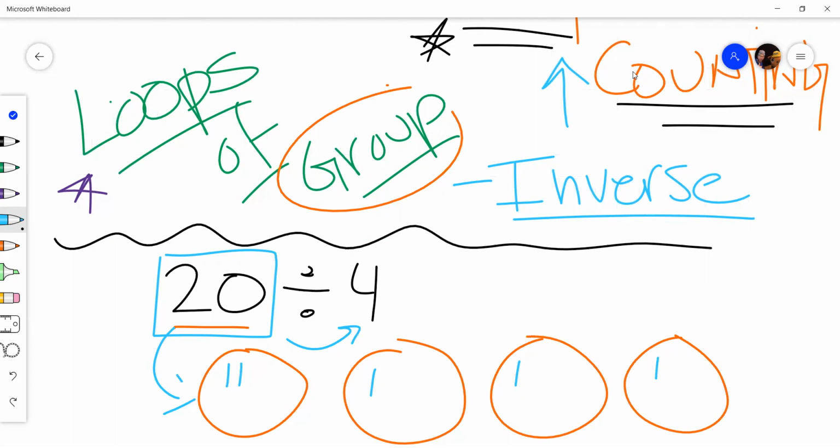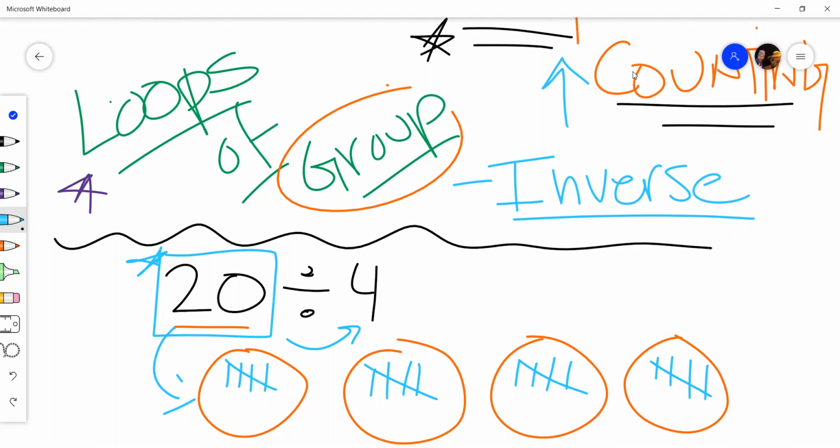That's only 4. So I'm going to go 5, 6, 7, 8. So again, my groups are still equal, but that's only 8. And I have 20 people, right? Or 20 things, however you want to look at it. 9, 10, 11, 12, right? Still not there. So 13, 14, 15, 16, 17, 18, 19, and 20.